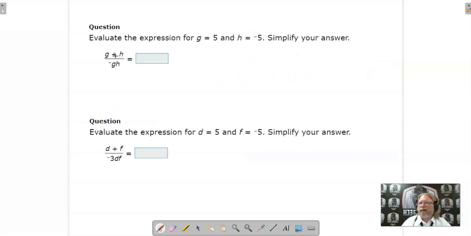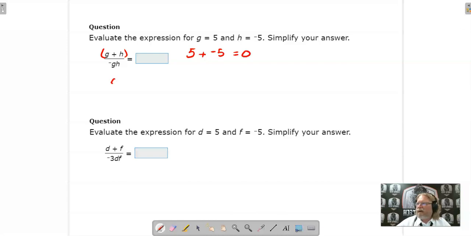Here I have a numerator and denominator situation again, so I need to do those separately. We're going to first do the numerator, and the numerator is g plus h. So this is g, 5, plus, and then negative 5, right? I think we're going to get lucky there. Yeah, we're adding a 5 and a negative 5. These are opposites, so it's going to equal 0, right?